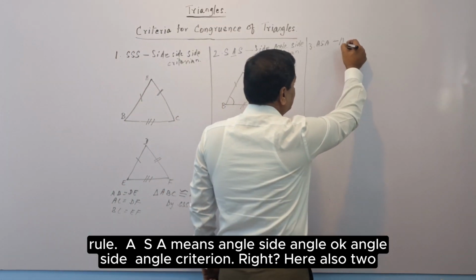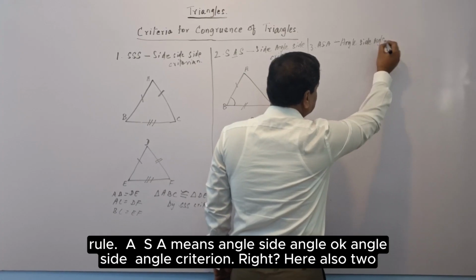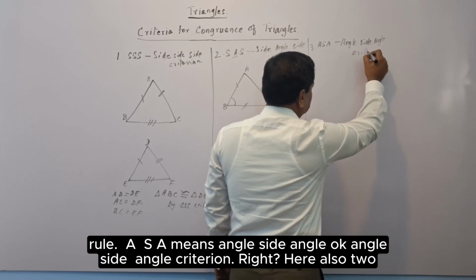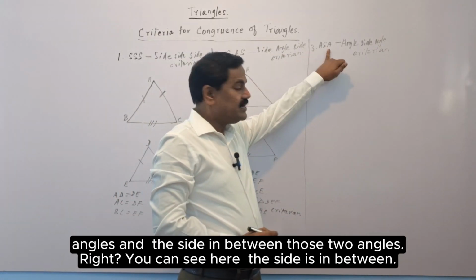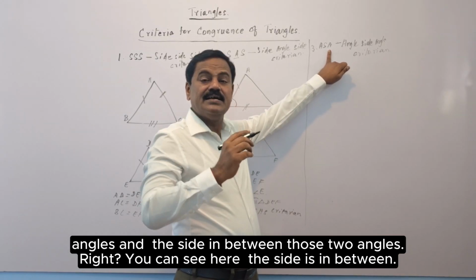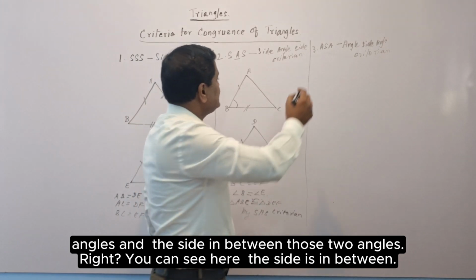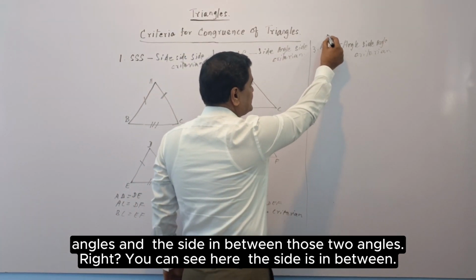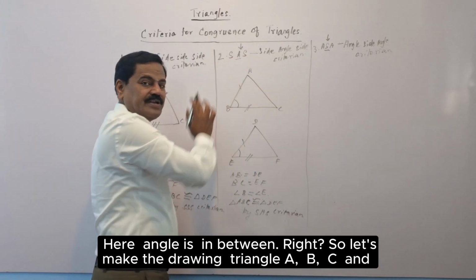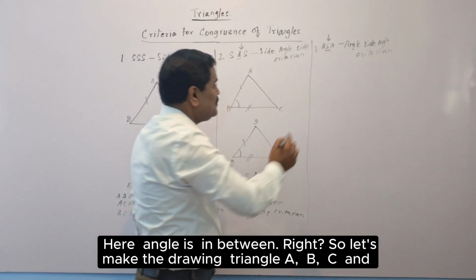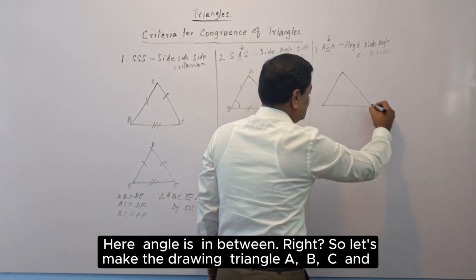Okay, angle side angle criterion, right? Here also two angles and the side in between those two angles. You can see here the side is in between, here angle is in between, right? So let's make the drawing.